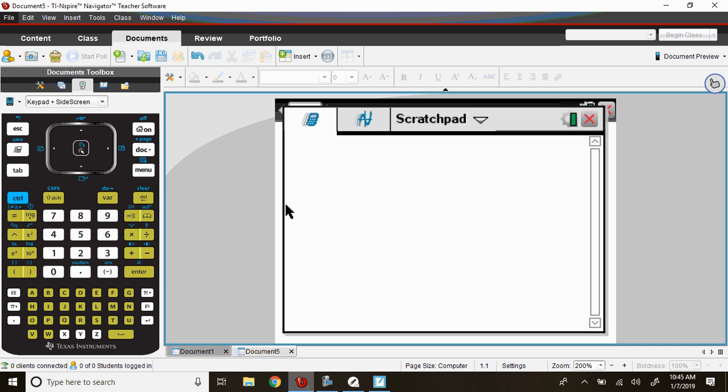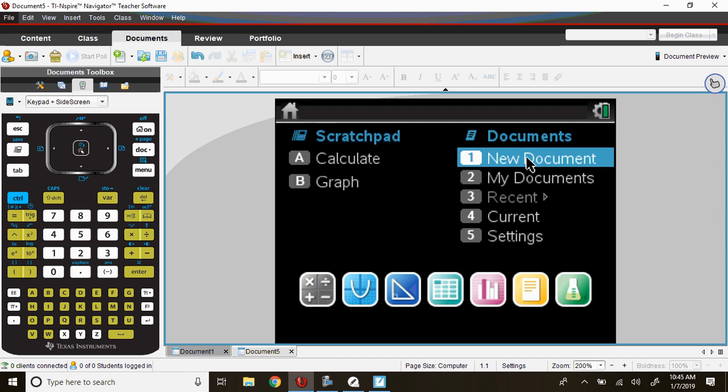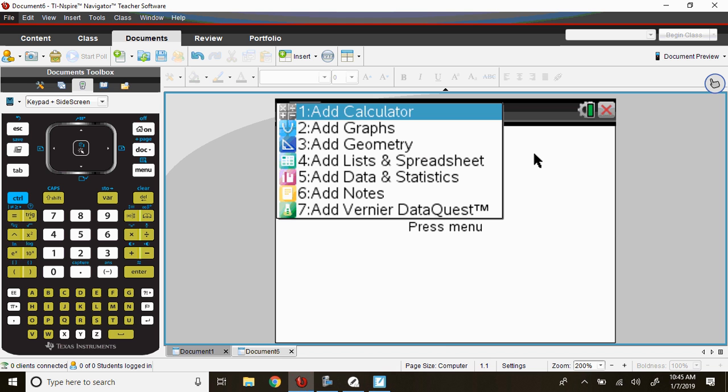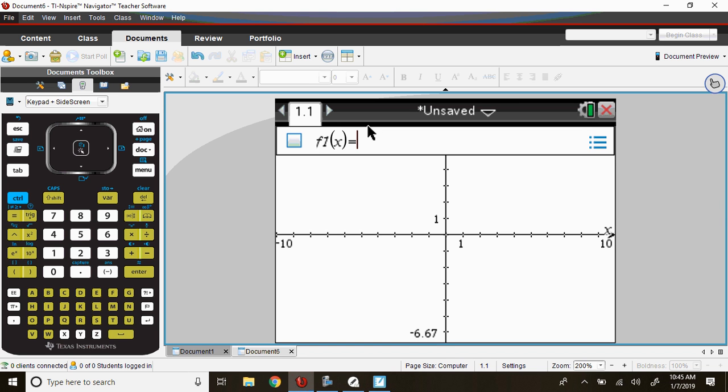So let's go to the calculator. I said don't use the scratch pad. Well, how do I not use it? Well, you've got to go home. Home, start a new document. Don't save changes to the old one. And we're going to add a graphs page. Now, first thing off the bat, you'll notice the calculator wants f of x equals.